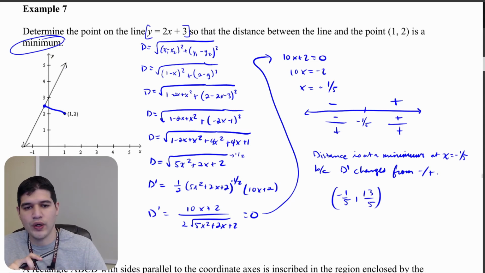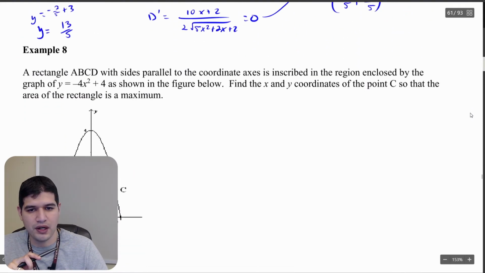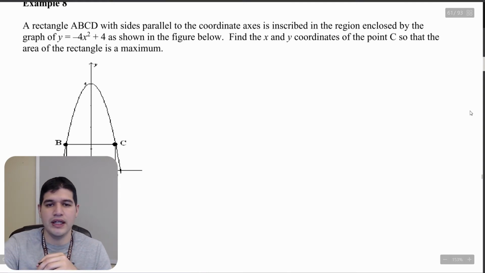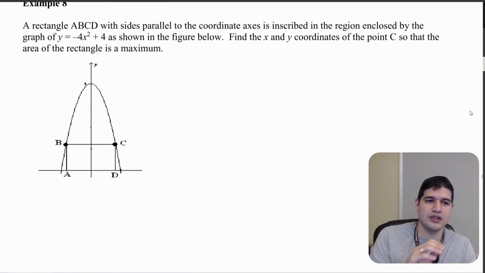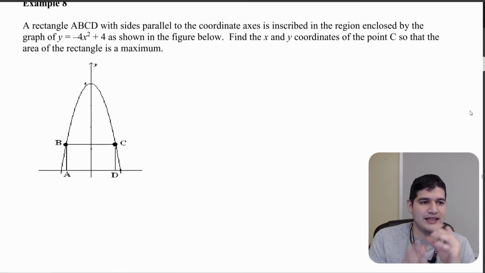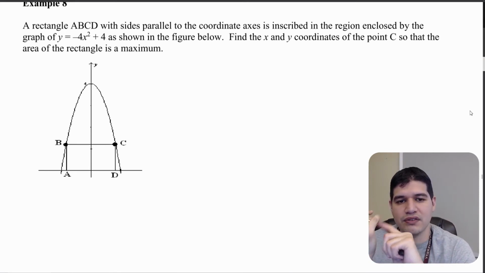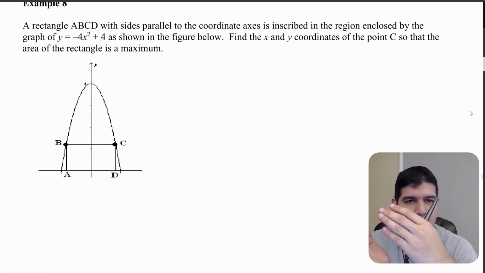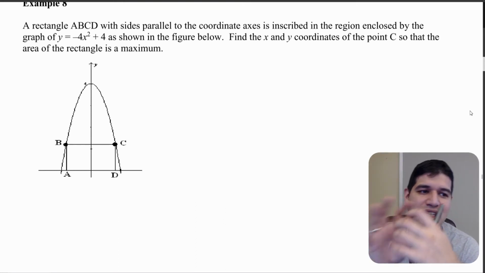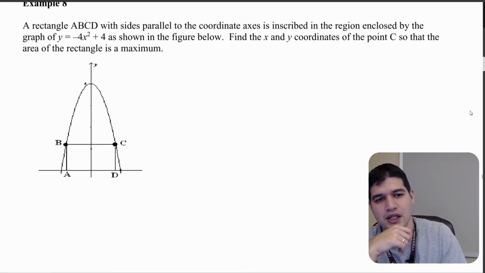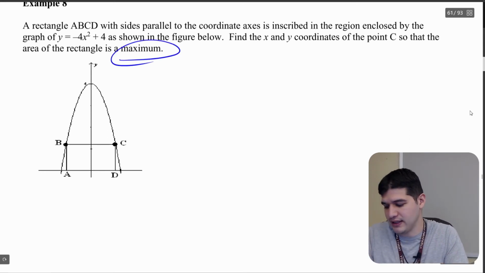And now let's go into our final problem, example 8. So we have a rectangle here, ABCD, with sides parallel to the coordinate axes, and it's inscribed in the region enclosed by the graph of y equals -4x squared plus 4. Basically, look at the picture. So we want to find the x and y coordinates of C so that the area of the rectangle is a maximum. Okay, so we're going to want to maximize this.